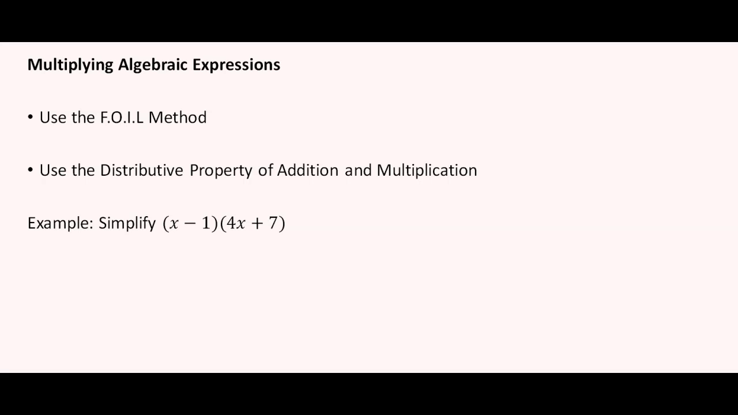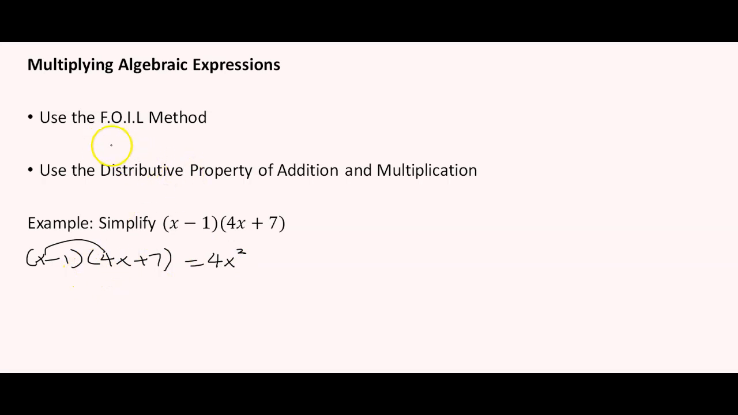You can use the FOIL method, or you can use the distributive property of addition and multiplication. Whichever method you prefer is going to work. I'm going to show you both methods here just briefly. So the FOIL method, let's go with x minus 1, and then we have 4x plus 7. With the FOIL method, I multiply the first terms together. So x multiplied by 4x, that is 4x squared.